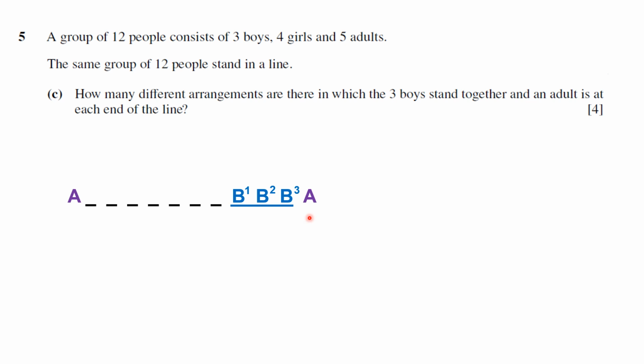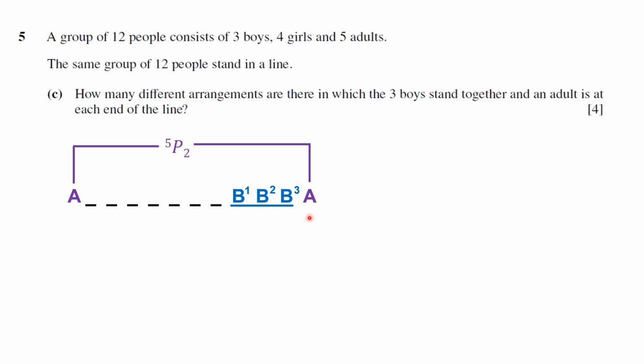So it means the number of different arrangements for the adults is going to be 5 permutation 2, or 5 times 4, which is equal to 20, because for the first end right here, there can be only five choices, and for the other end we're going to have 4 choices. So 5 permutation 2 or 5 times 4.